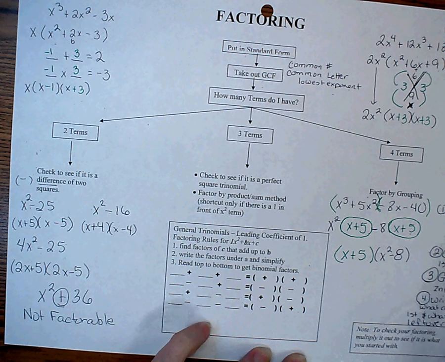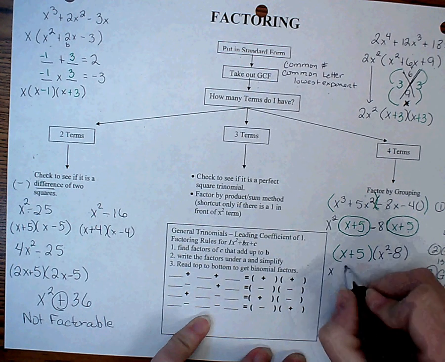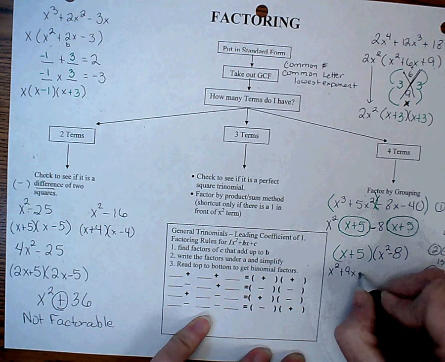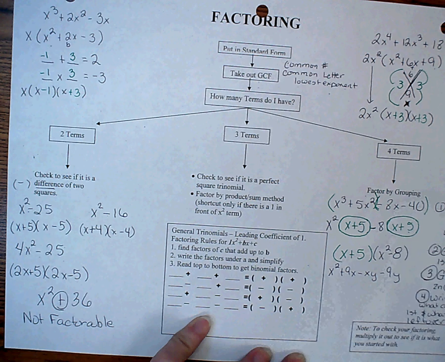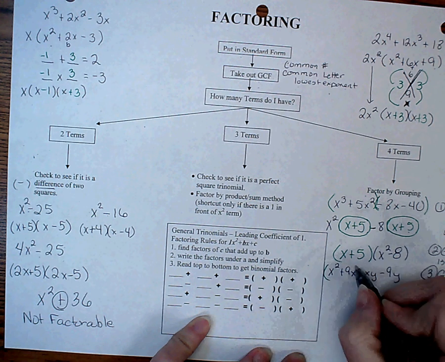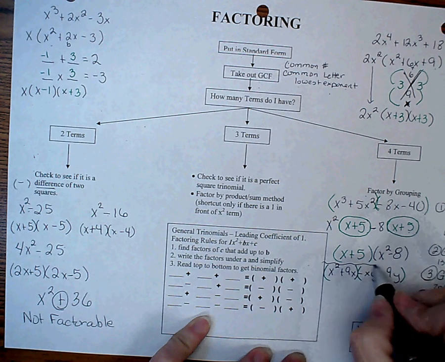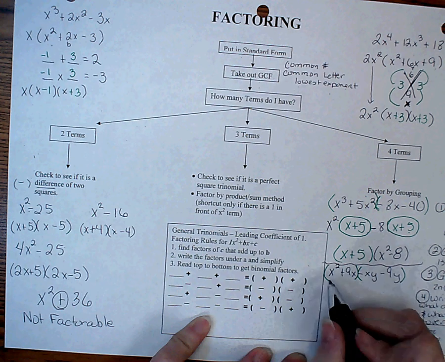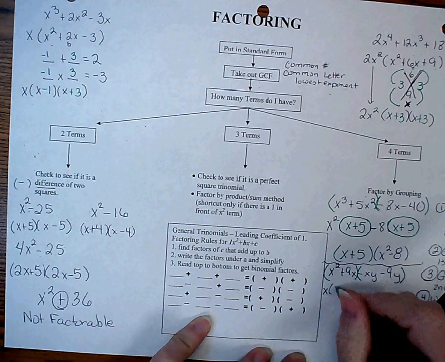Okay, so let's do one more just to make sure that you guys have an understanding of this. So this is x squared plus 9x minus xy minus 9y. Again, group the first 2, group the last 2. What's common about the first one is that I have an x. When I pull out an x, I'm left with x plus 9.